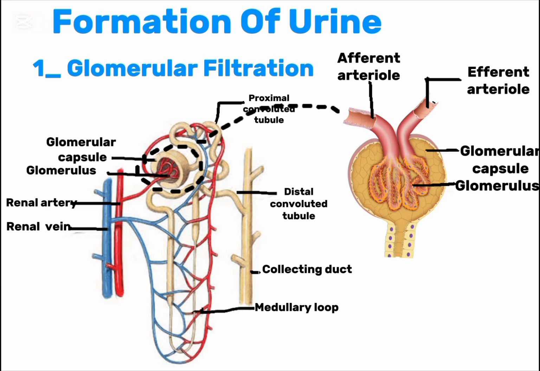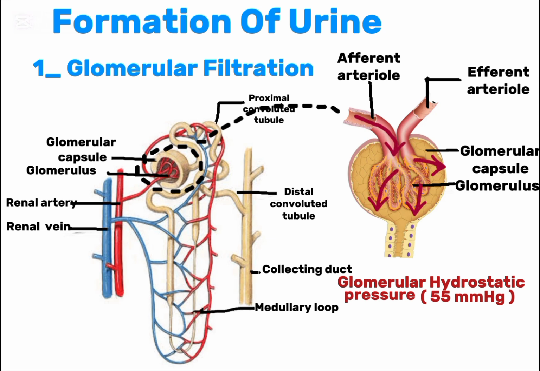This is possible because of the higher glomerular hydrostatic pressure, about 55 mm Hg, and it pushes the fluid from the glomerular capillaries into the glomerular capsule. This pressure is higher because of the large diameter of the afferent arteriole as compared to the efferent arteriole. This glomerular hydrostatic pressure is opposed by blood osmotic pressure, which is because of plasma proteins. It opposes the filtration and is about 30 mm Hg. This pressure pushes fluid back from the glomerular capsule into the glomerular capillaries.